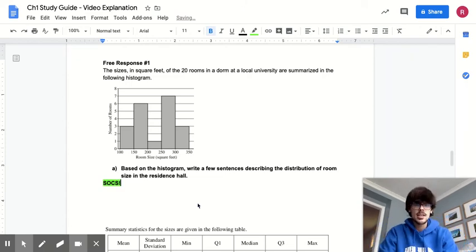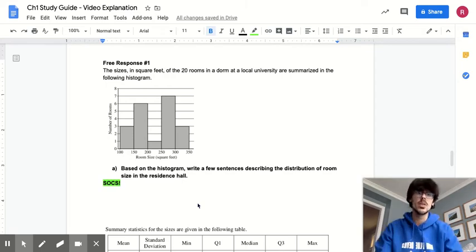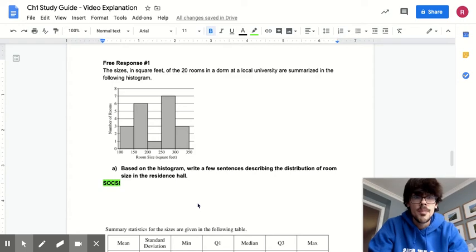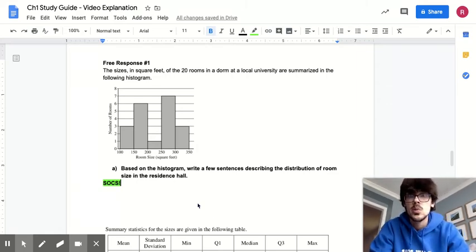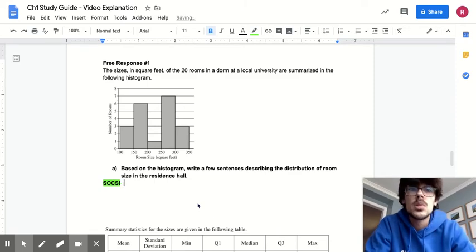They ask you to write a few sentences describing the distribution of room size. That is SOCS: shape, outliers, center, spread, in context. I'm pretty sure they'll do something with this on your exam. If not this year, then certainly in the future for my other kids. Do make sure you can do these problems well. They're not the most fun questions to write out, but they're easy points as long as you hit all the things you need to.